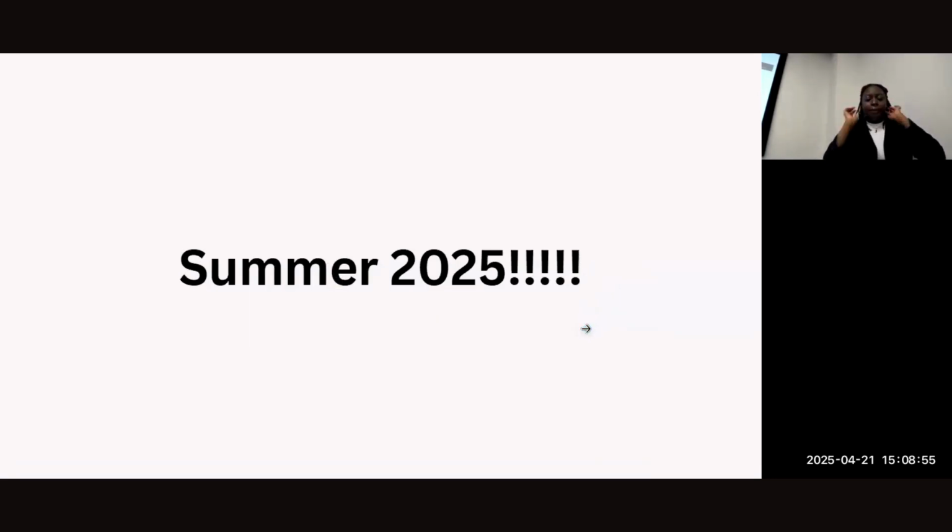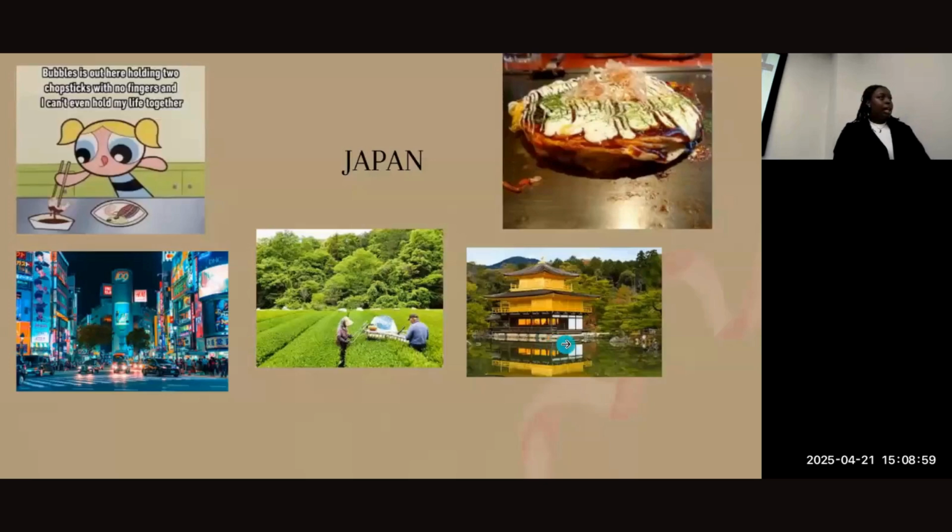So summer 2025, my plans are Japan. I have a funny little picture over there with Bubbles using a chopstick because throughout I've been learning how to use chopsticks. That has been one of the hardest things I have tried to do. Each time we have our Japan informational session, Sensei Yu teaches me how to use the chopsticks so I can be prepared.